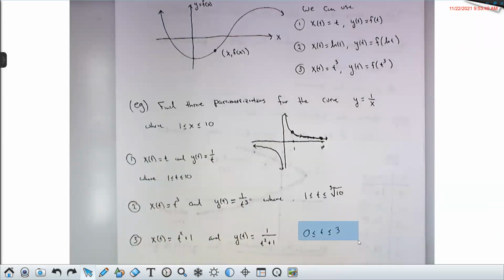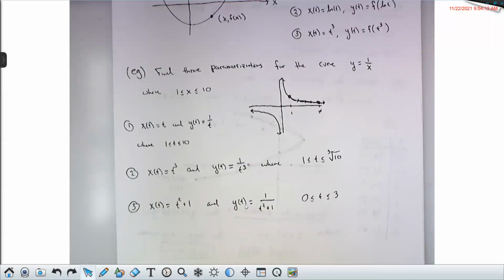So to get these a's and b's, the t values, you just have to think about getting your domain right, getting the x values that you want. I want this graph from x equals 1 to x equals 10. So if t goes from 0 to 3, t squared plus 1 goes from 0 squared plus 1, which is 1, out to 3 squared plus 1, which is 9 plus 1, which is 10.